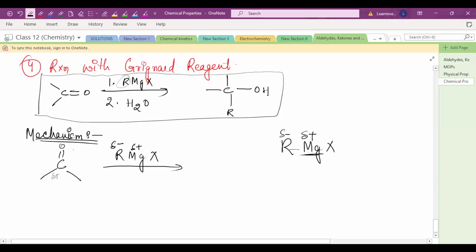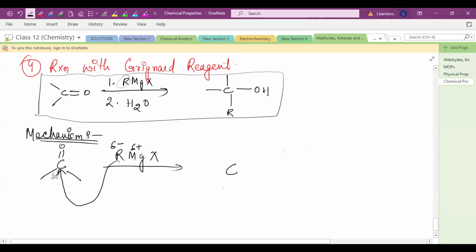Now it becomes more simple when you recognize the sign. Now see, this is negative charge, so it will attract this one. ये इस पे attack करेगा, right? This R group will attack this carbon. Now, what happens?